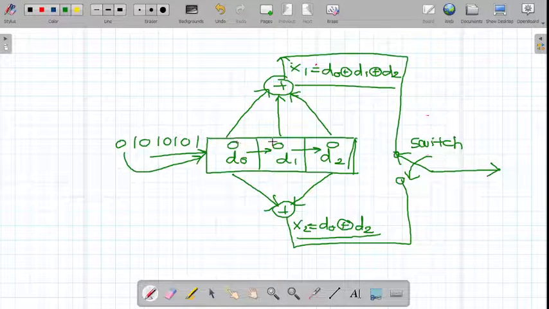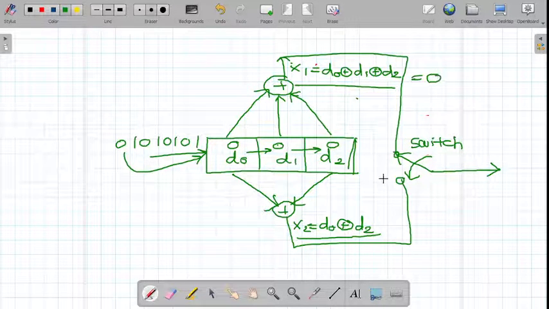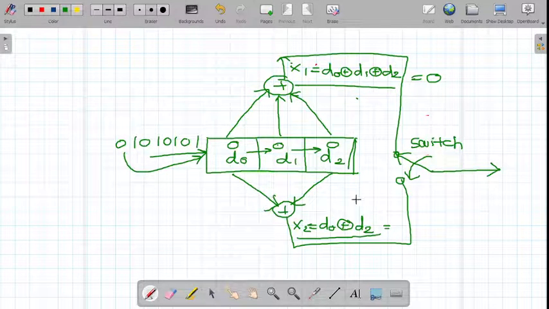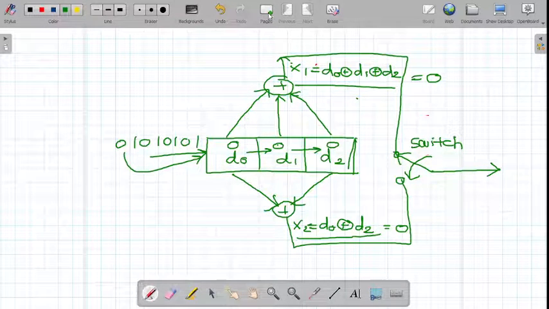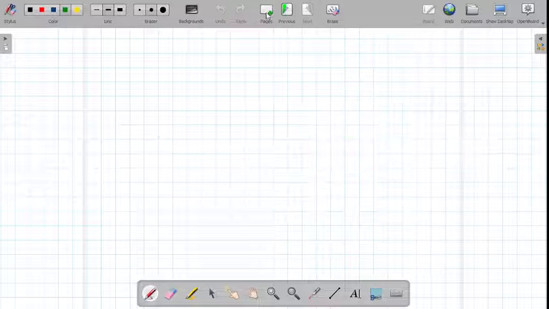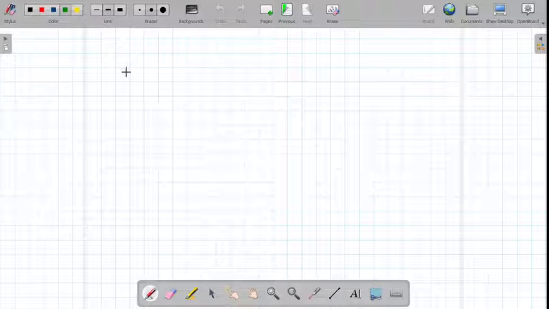So XORing of 0, 0, 0 is 0, and here XORing of D0 and D2, it means 0 XOR 0 is 0. Next page, here I will explain how it happens.